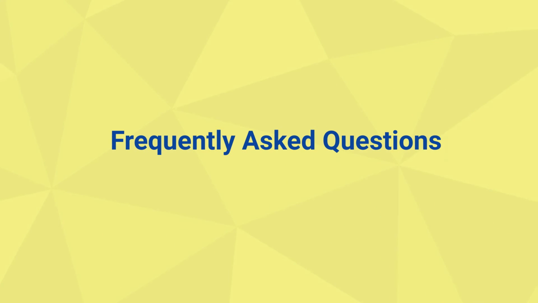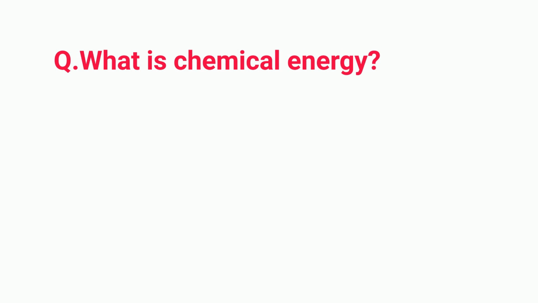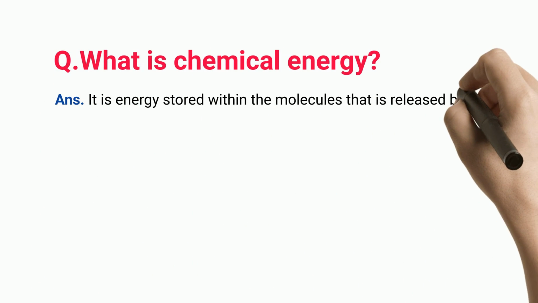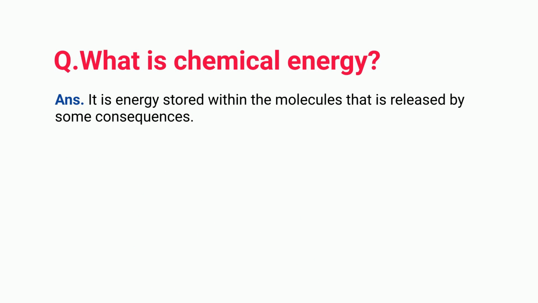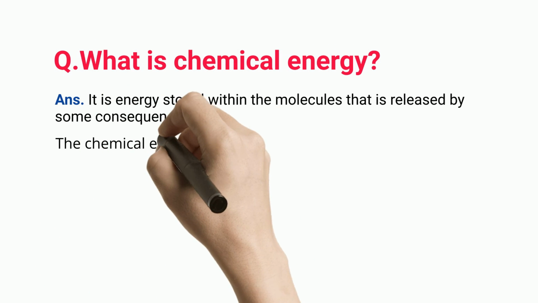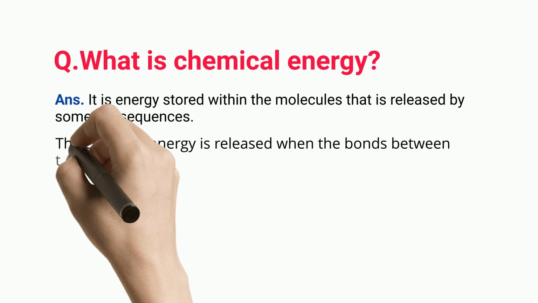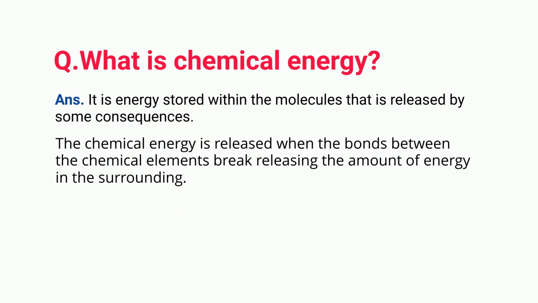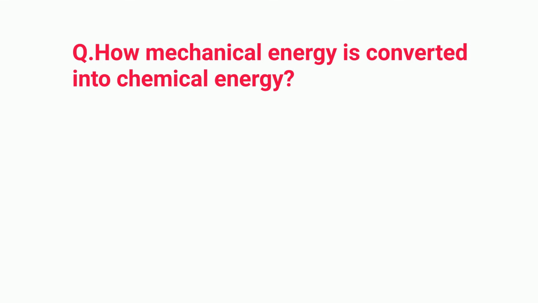Frequently asked questions. What is chemical energy? It is energy stored within the molecules that is released by some consequences. The chemical energy is released when the bonds between the chemical elements break, releasing the amount of energy in the surrounding. How is mechanical energy converted into chemical energy?